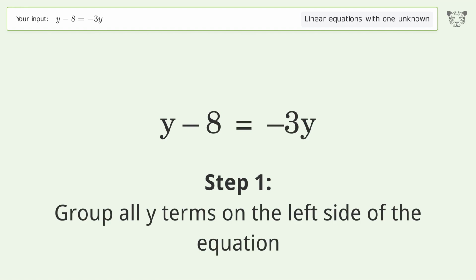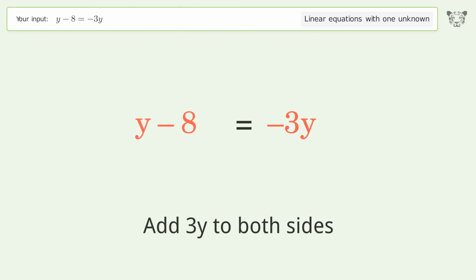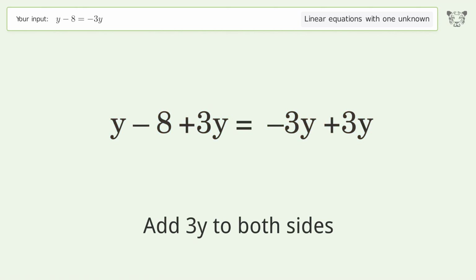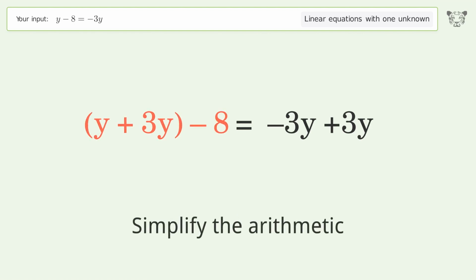Group all y terms on the left side of the equation. Add 3y to both sides. Group like terms. Simplify the arithmetic.